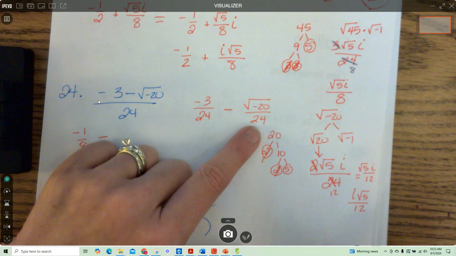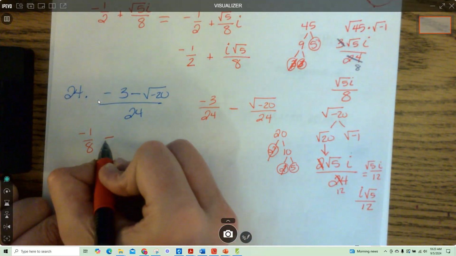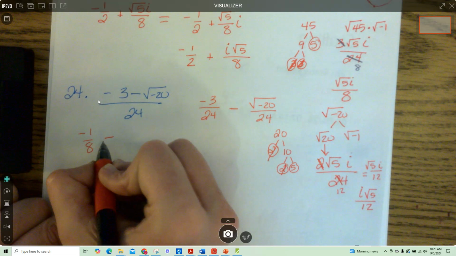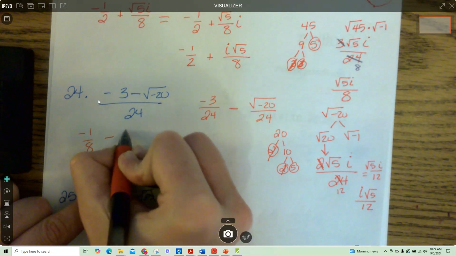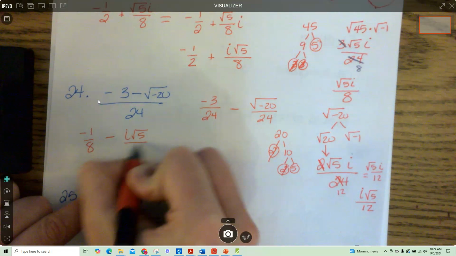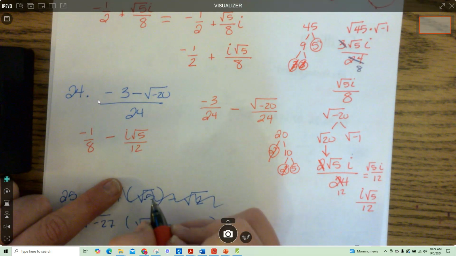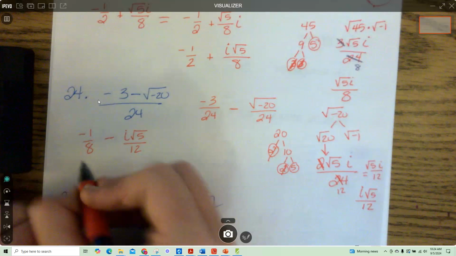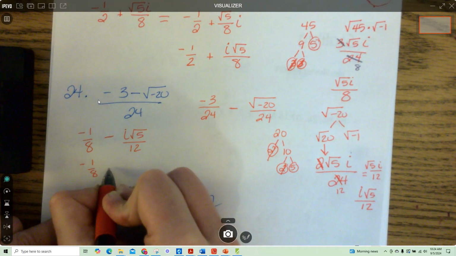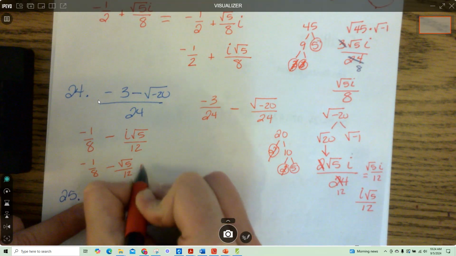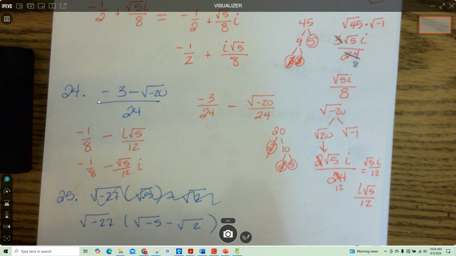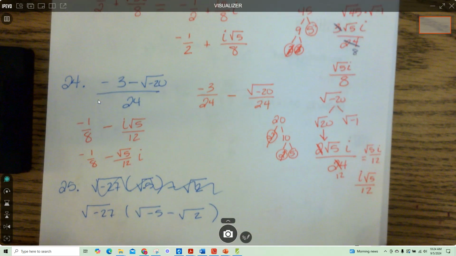So y'all please find that out. So this is going to be minus i square root of 5 over 12. That's my best guess. If it's the other way, it would be like this. Okay, so please find out what he considers simplest form.